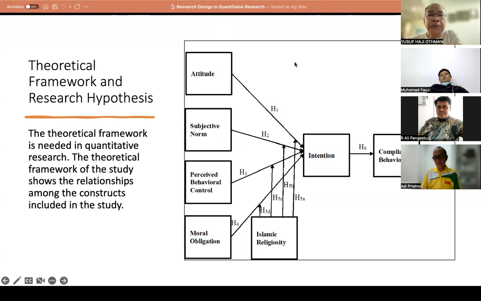So first thing, how are we going to construct the theoretical framework of our study? For a PhD thesis, you might consider reviewing the literature of the previous studies.